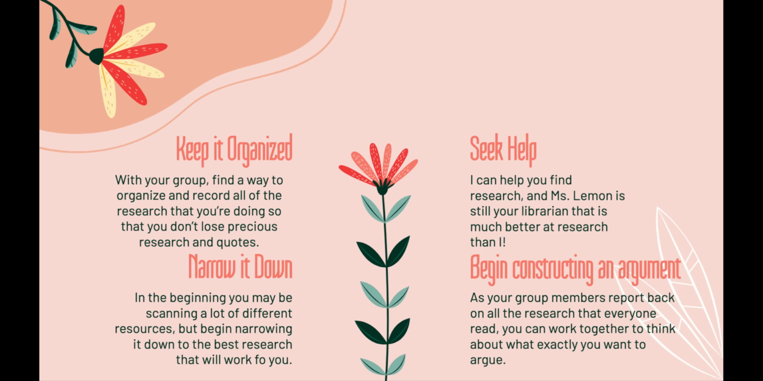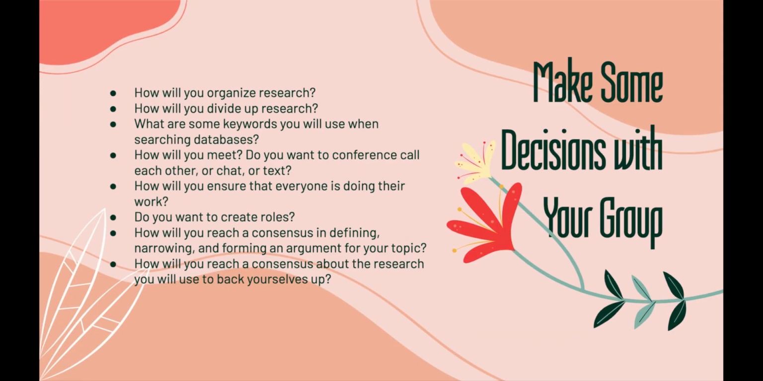Your group members need to reach a consensus about what exactly you want to argue. How are we narrowing research to get to an argument about our topic? And overall, going along with group, you need to make some decisions with your group today as you begin research. How will you organize research? How will you divide up research? What are some keywords you will use when searching databases? This might be really good to make sure that everybody is having some success in looking up stuff.